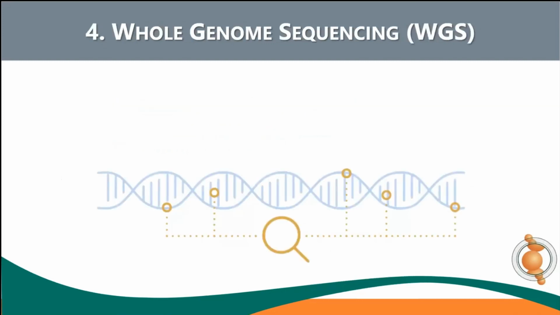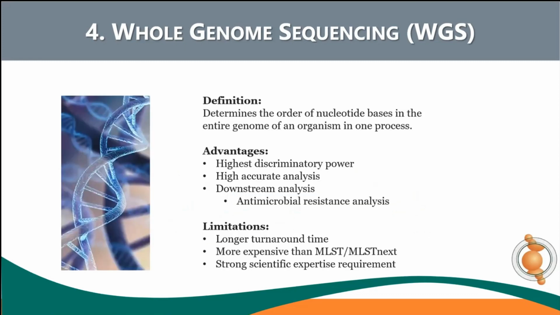So next, I want to introduce a technology with the highest discriminatory power, whole genome sequencing, or what we call WGS. Whole genome sequencing refers to determining the order of nucleotide bases in the entire genome of an organism in one step. Different from MLST, which sequences multiple selected genes and loci, WGS aims to sequence all nucleotides in a genome.